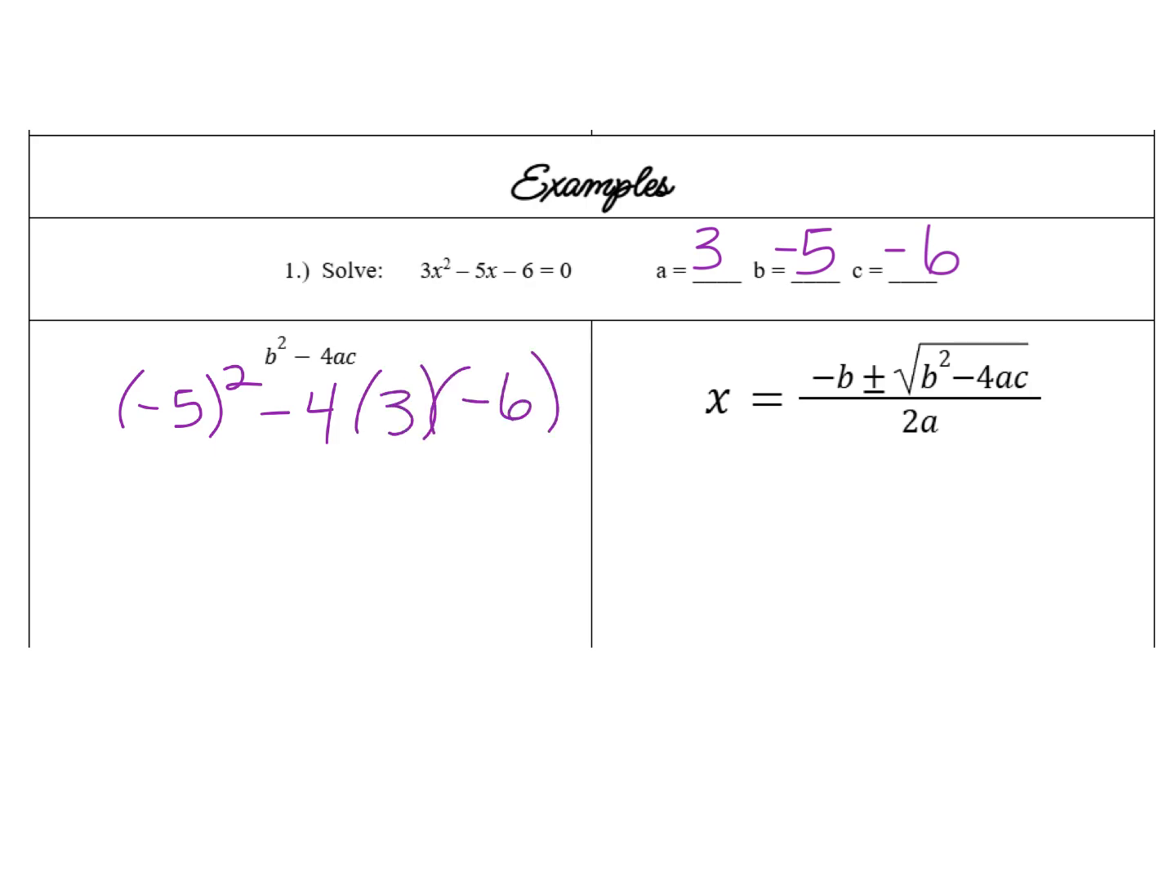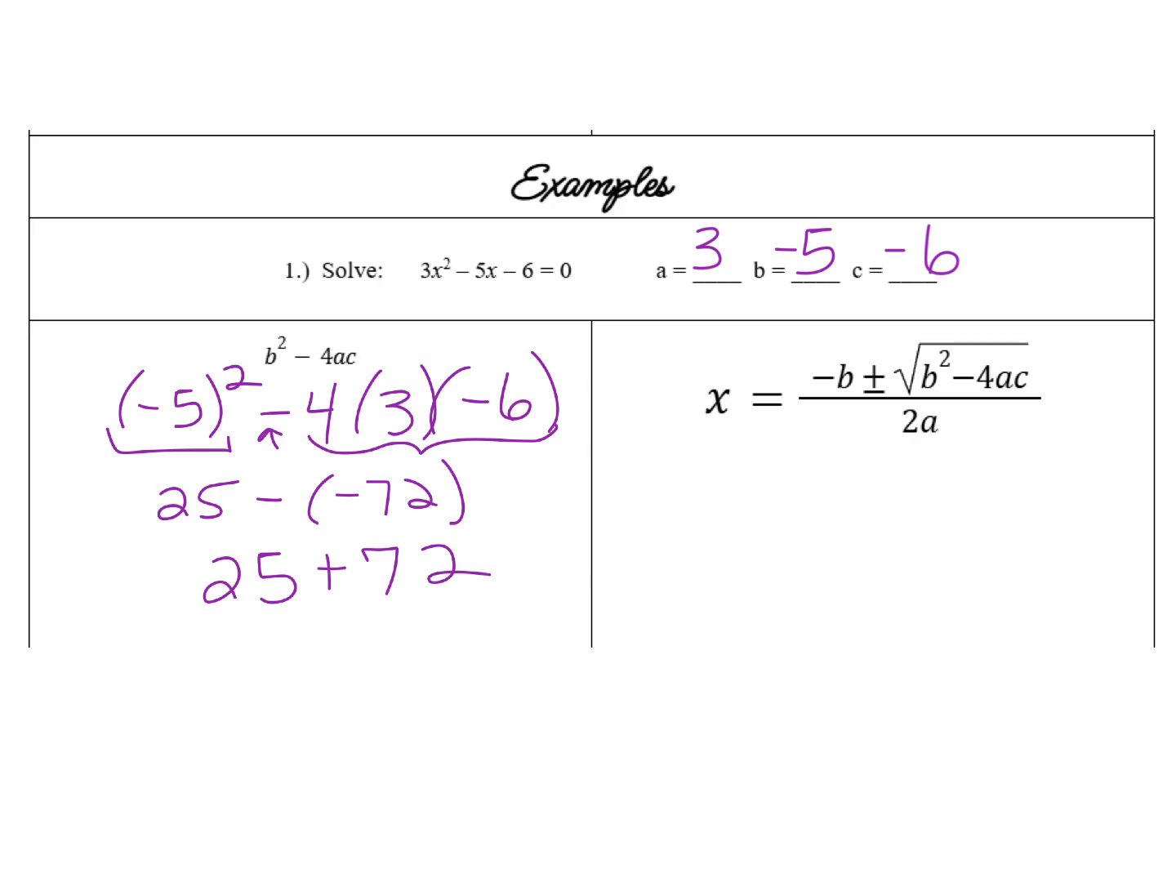And then we follow the order of operations. So we do our exponents. Negative 5 squared is 25. And then we would do our multiplication right here. So we got to be careful. 4 times 3 times negative 6 is equal to negative 72. But because we have that minus sign there, minus negative 72 is actually 25 plus 72. So lots of places could go wrong here with our signs. But 25 plus 72 is 97. This number right here is the number that goes underneath the radical symbol, and that is called your discriminant.